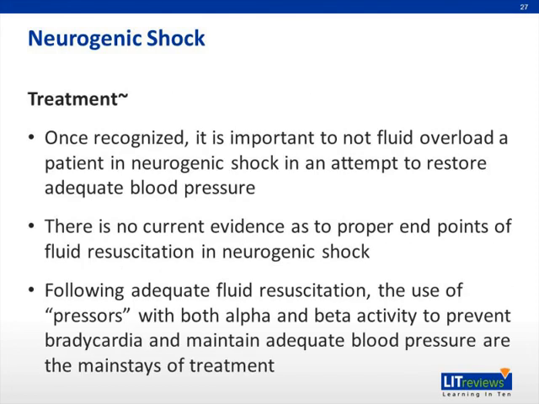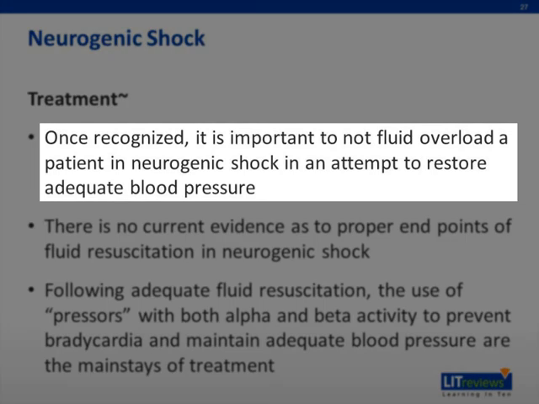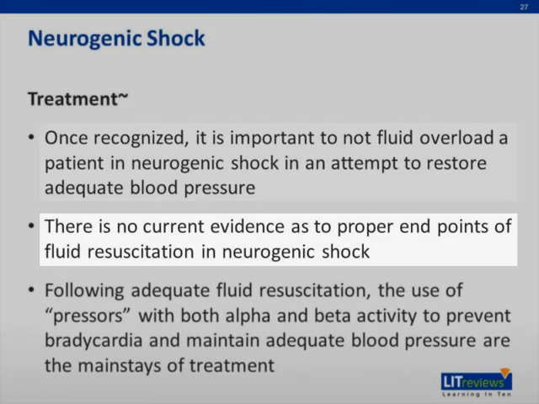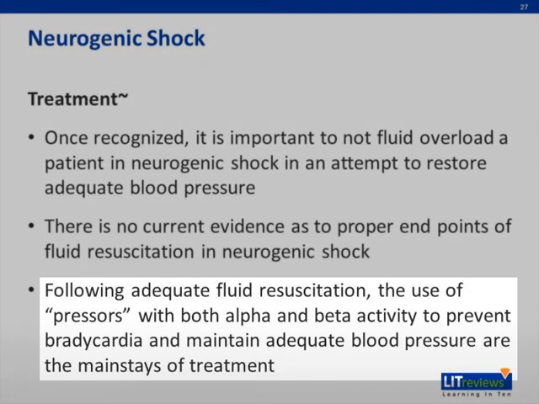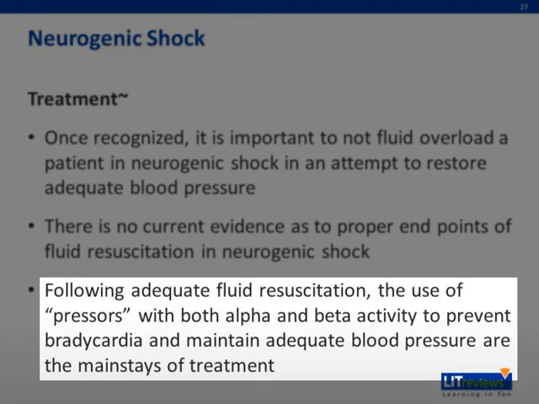Treatment also tends to be a little different than the other shocks we've talked about. Once neurogenic shock is recognized, it is important to realize that the patient will not respond well to continued fluid resuscitation and will actually overload. There is no current evidence, unfortunately, as to proper endpoints of fluid resuscitation in neurogenic shock. However, once it is felt that adequate fluid resuscitation has been obtained, the patient should be on inotropic medications, also known as pressors, with both alpha and beta activity to prevent bradycardia and maintain adequate blood pressure.